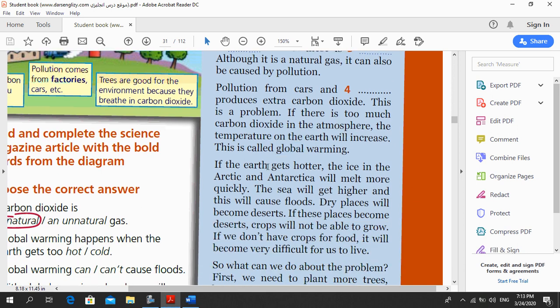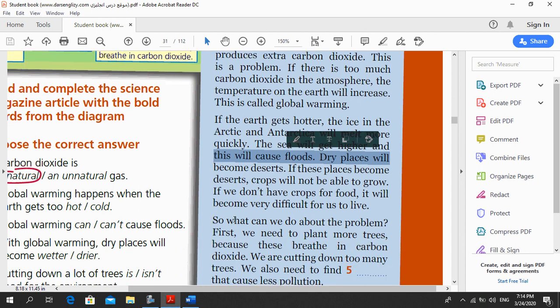So what would happen if the temperature increases? If the Earth gets hotter, the ice in the Arctic and the Antarctica will melt more quickly. The ice in the poles, far north and the far south, will melt. When the ice melts, the sea will get higher, and this will cause floods. We may all drown. So that's the problem.